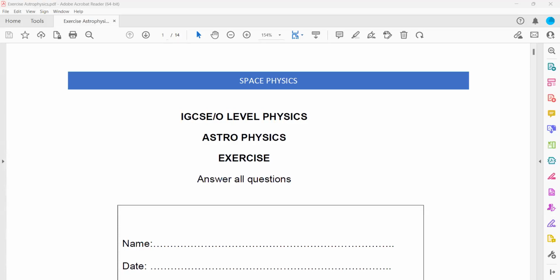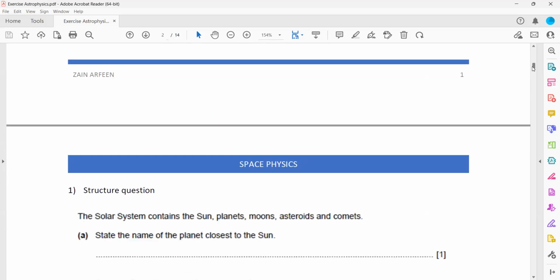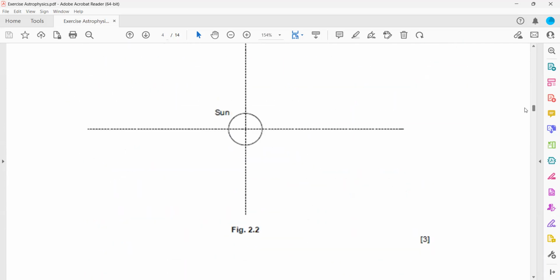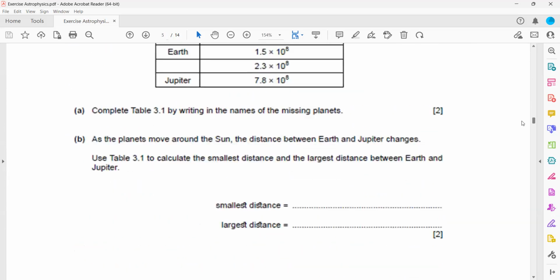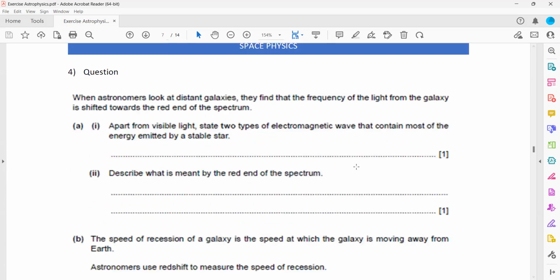This was an exercise related to astrophysics, and I think I discussed the first three questions with you. Yeah, the first three we discussed. We'll start with question 4.